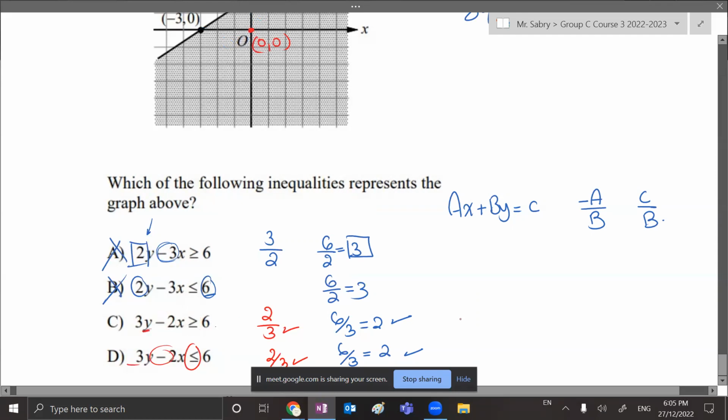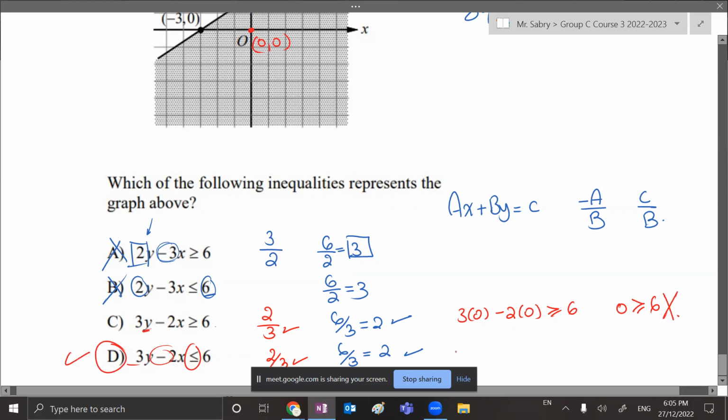Instead of the y, put a 0. So 3 times 0. Instead of the x, put a 0. And bigger than or equal to 6. And check if the inequality is true. So 3 times 0 is 0. 0 minus 0 is 0. Is 0 bigger than 6? That doesn't make sense, so it's not. So definitely the other one is the right one.